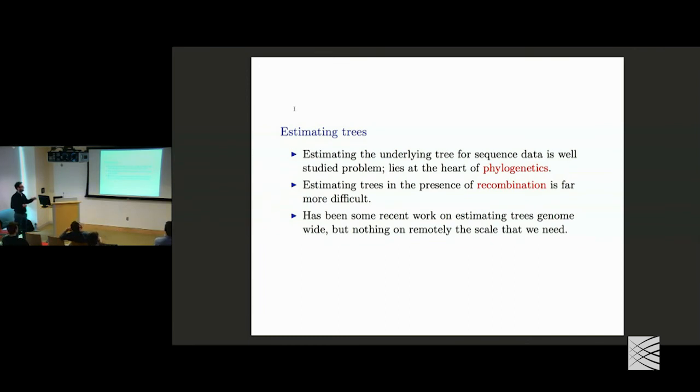Okay, so the third section of the talk, and by far the shortest because it's ongoing work, is about how we estimate these trees from observed data. There's a very rich literature on estimating trees for a short section of sequence data in which there isn't recombination. This is basically phylogenetics. But estimating trees in the presence of recombination is a much more difficult problem and hasn't been investigated to nearly as much depth. There has been some recent work on estimating trees genome-wide, things like Argweaver, but nothing on remotely like the scale that we need to tackle the problems we're interested in.